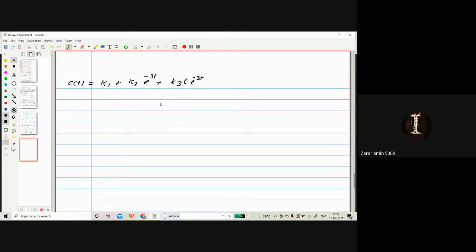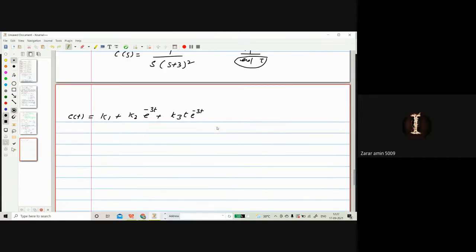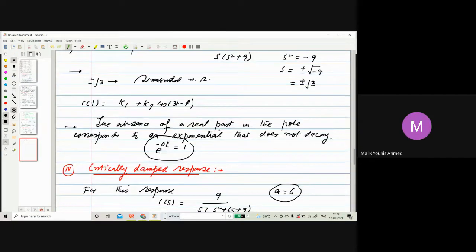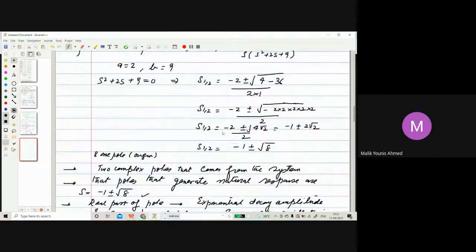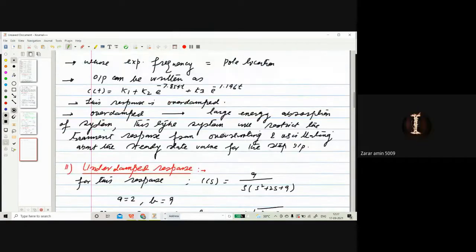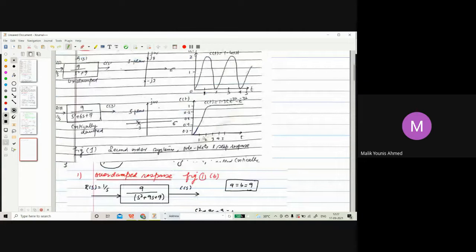Sir, critically damped. Critically damped means what? Sir, it means minimum energy loss. That is true. How will the graph look? Sir, it will be an exponential rise and will reach the steady state value quickly. Okay, so there will be a transient value and then it will finally settle down. This will be the critical value.